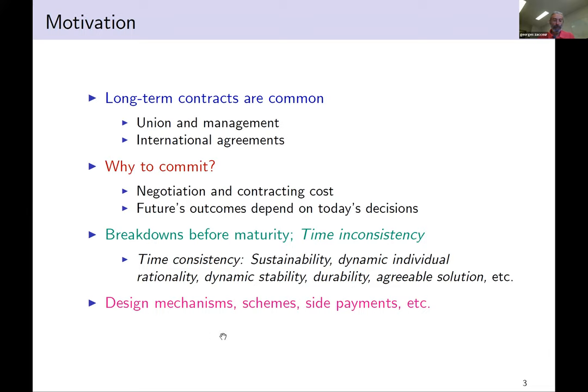breakdown, can we do something? Can we design some mechanism or some schemes in order to sustain cooperation over time? So this is what I'm interested in really here.